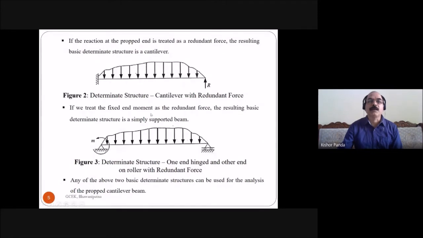If we treat the fixed end moment as the redundant force, the resulting basic determinate structure is a simply supported beam: one end hinged, the other end roller support, with the moment as the redundant force. Either of the above two basic determinate structures can be used for the analysis of the propped cantilever beam.